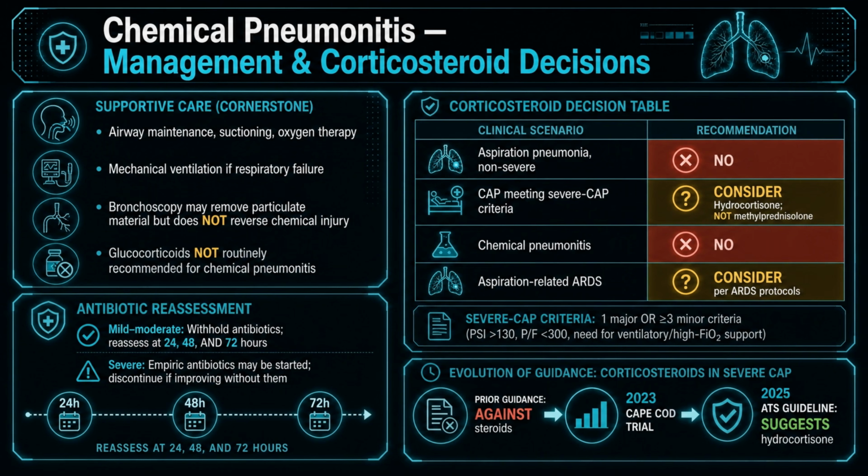What about corticosteroids? The decision depends on the scenario. For non-severe aspiration pneumonia or chemical pneumonitis, steroids are not recommended. However, there was a major shift in 2025. Based on the 2023 Cape Cod trial, the American Thoracic Society now conditionally suggests hydrocortisone for community-acquired pneumonia meeting severe criteria. This positive evidence is specific to hydrocortisone continuous infusion. Trials using methylprednisolone were negative. If the patient develops aspiration-related acute respiratory distress syndrome, consider steroids per ARDS protocols, but do not stack regimens if they also meet severe pneumonia criteria.